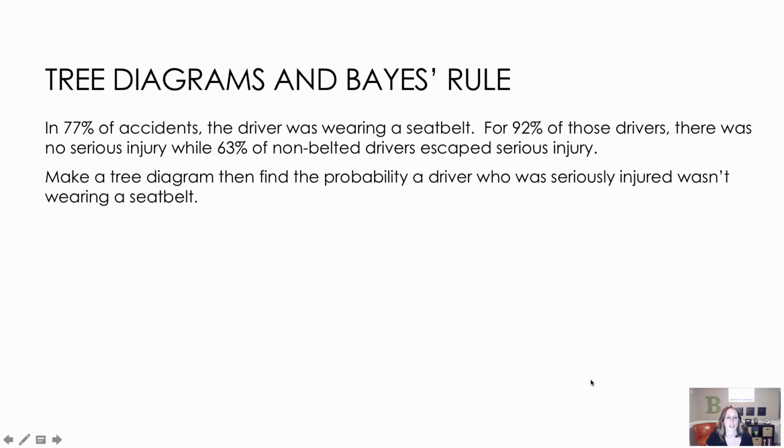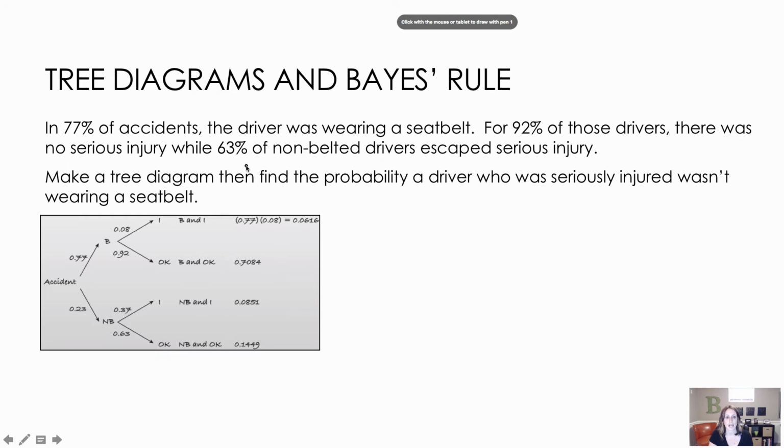Here's another example we can look at. This is seat belts and injuries. In 77% of accidents, the driver was wearing a seatbelt. For 92% of those drivers, there was no serious injury, while for the 23% not wearing a seatbelt, 63% had no serious injury.